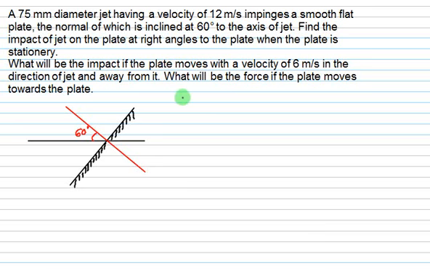So we have a diameter of jet is 75. So this angle equals to what? 30. This one is 30. Then the velocity of jet is 12. Initially the plate is stationary. So m dot will be equals to rho times a times v minus u.